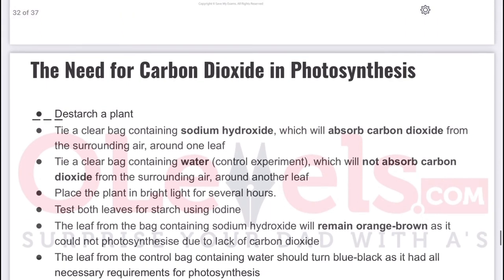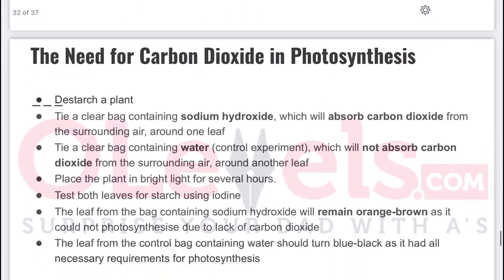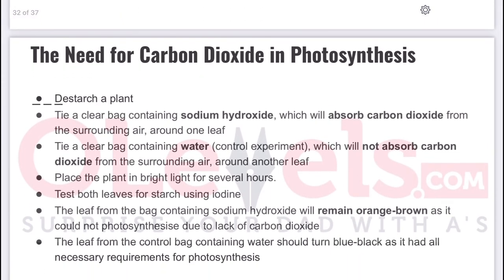The need for carbon dioxide in photosynthesis. Okay, so what exactly is happening? We are destarching a plant. Then we place a clear bag containing sodium hydroxide, which will absorb carbon dioxide from the surrounding air, around one leaf. A clear bag containing water, the control experiment, which will not absorb carbon dioxide from the surrounding air, goes around another leaf.